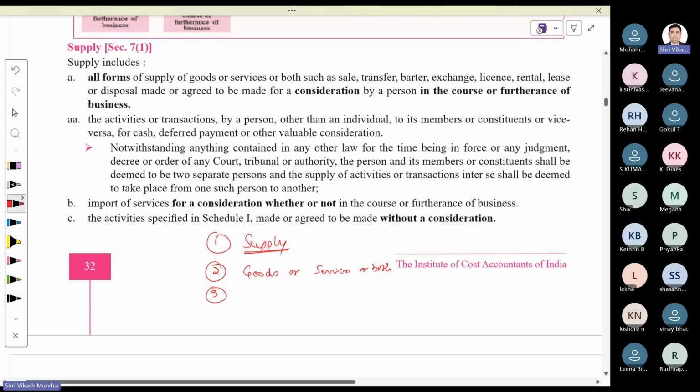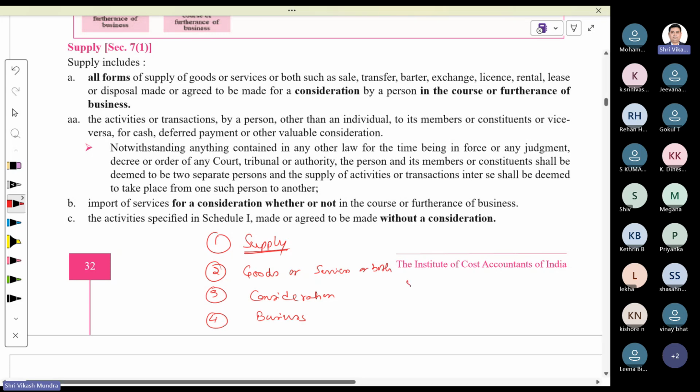And that supply should be made for consideration. If there is no consideration, then GST is not applicable, even though there is supply, but still there is no consideration, it is not taxable. Number four, the supply should be made in the course or furtherance of business. If there is no business, if we are not selling, if we are not supplying in the course of business, then GST is not applicable.